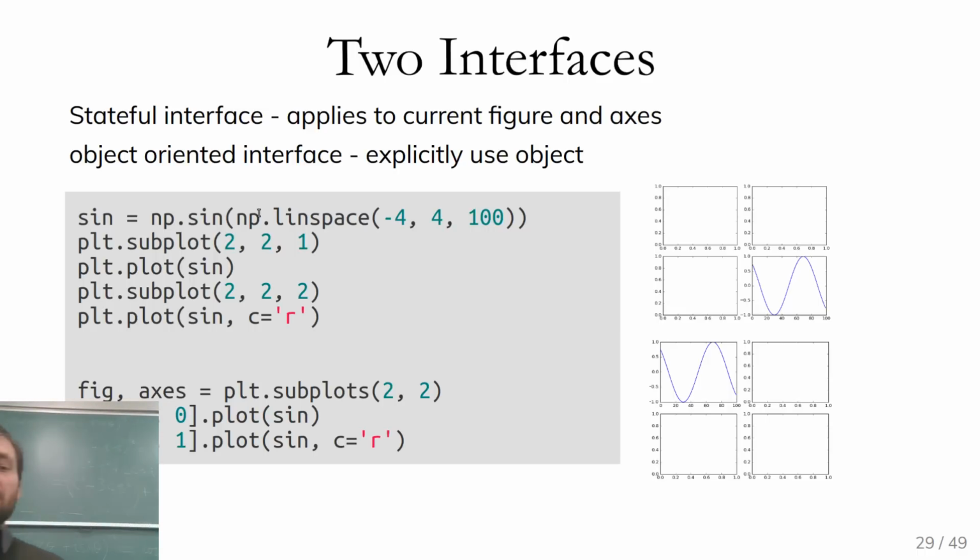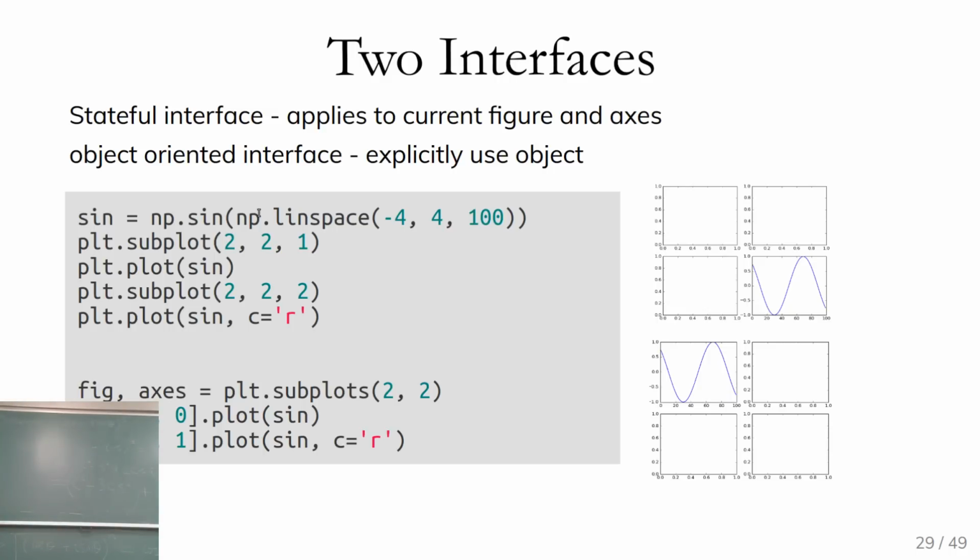And so you can mix and match these two, basically the stateful and the non-stateful. Usually, if I have a single subplot, using the statefulness is okay. I don't need to keep track of the subplots. If I have multiple subplots, I usually like to keep track of the subplots.